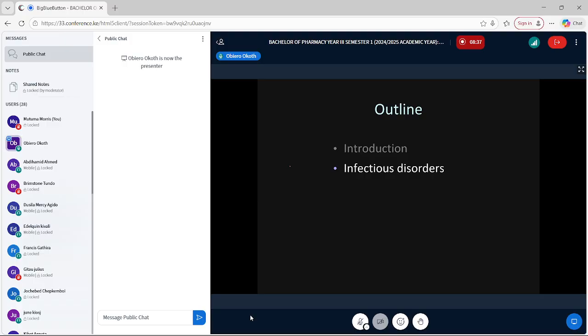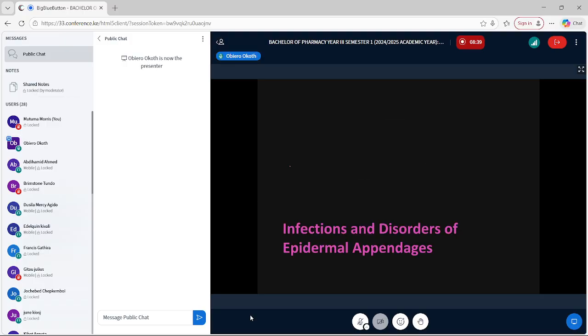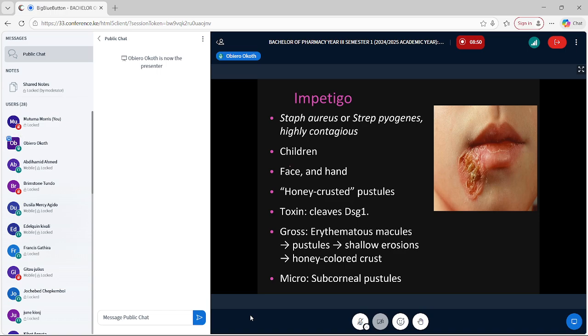So, infectious disorders. Sometimes they are normally lumped together with disorders of what we call epidermal appendages. Okay, impetigo, this is caused typically by Staph aureus, but it can also be caused by Strep pyogenes. Very common in children, highly contagious.